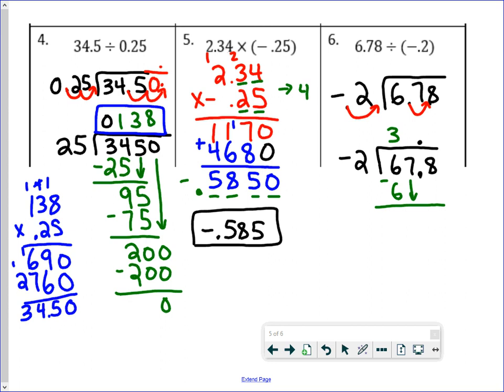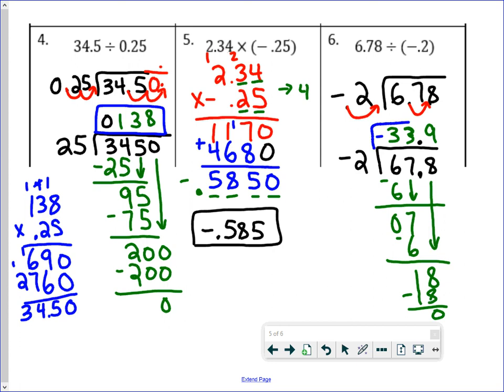Bring down the 7. 2 goes into 7 3 times. Oops, 2 times, yeah, 3 times. 6. We got 1. Bring down the 8. 2 goes into 18 9 times. And we have no remainder. So we are done. Don't forget your answer is going to be negative. So it'll be negative 33 and 9/10.